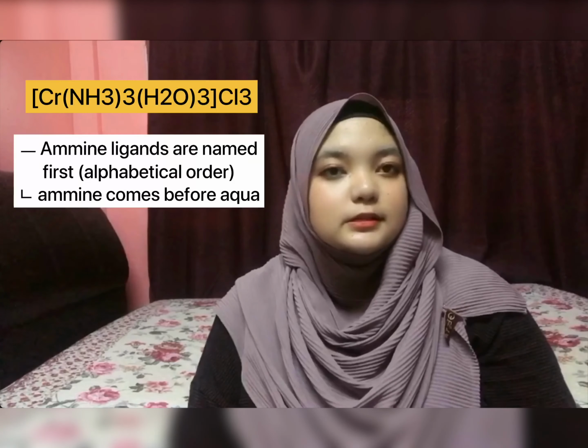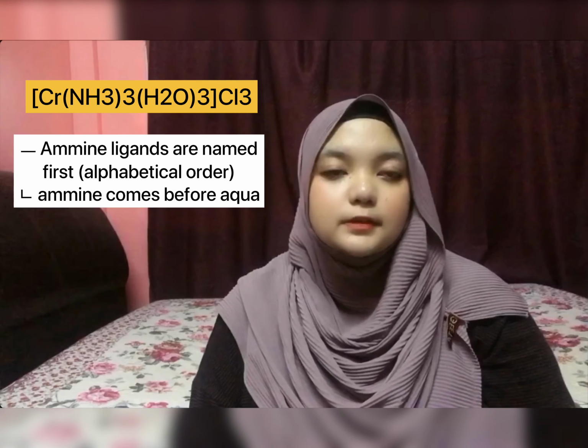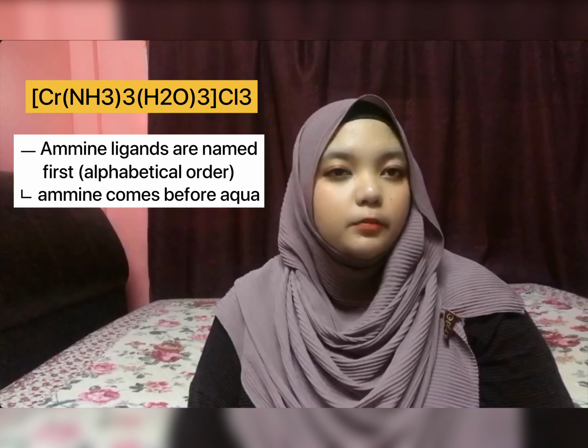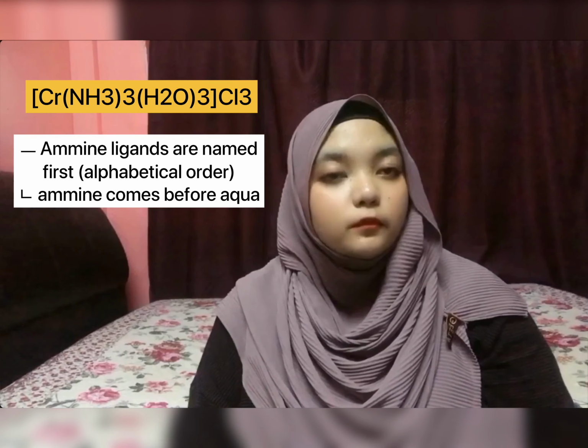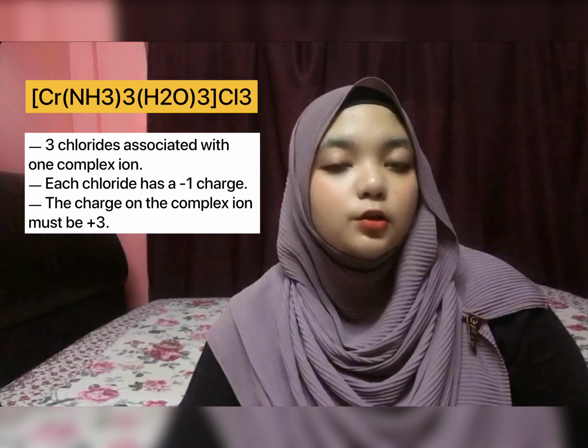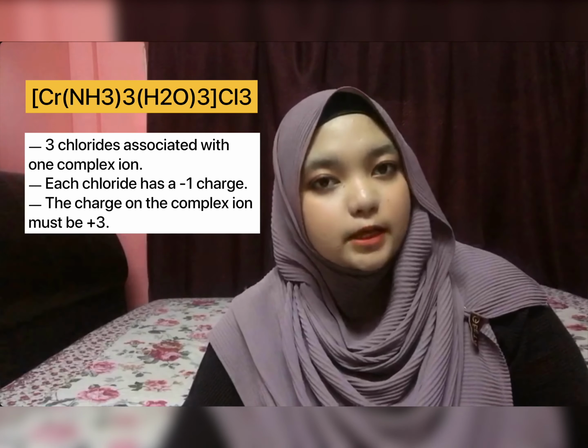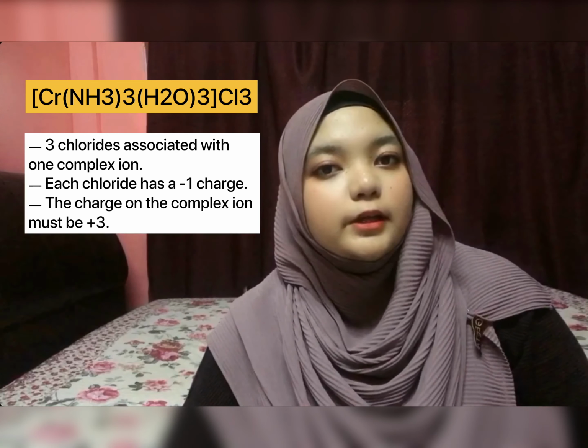So how to name this compound? [Cr(NH3)3(H2O)3]Cl3. As you can see, the complex ion is found inside the brackets. In this case, the complex ion is a cation. The amine ligands are named first because of alphabetical order. Amine comes before aqua.